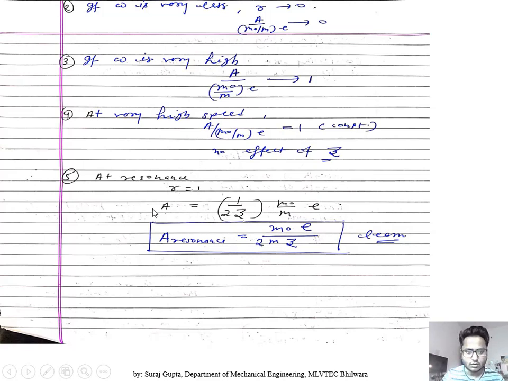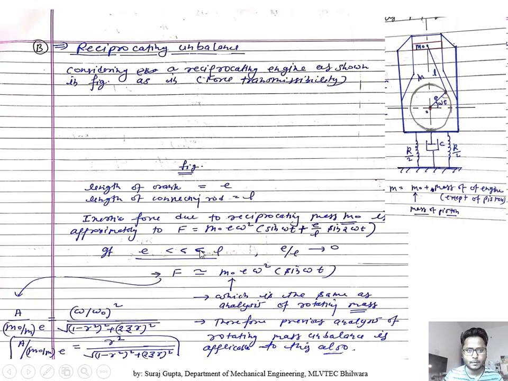And at resonance, r equals 1, and in that case the amplitude formula will be this, and you have to learn this formula, because direct numerical problems will be asked from this formula. Now the reciprocating unbalance.